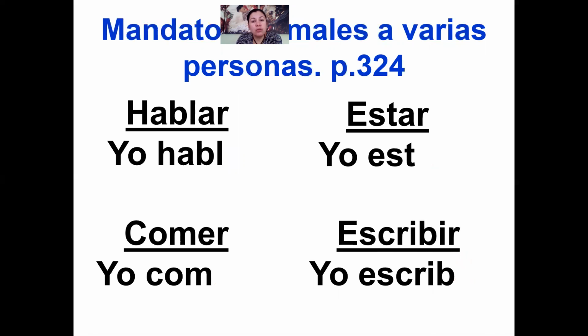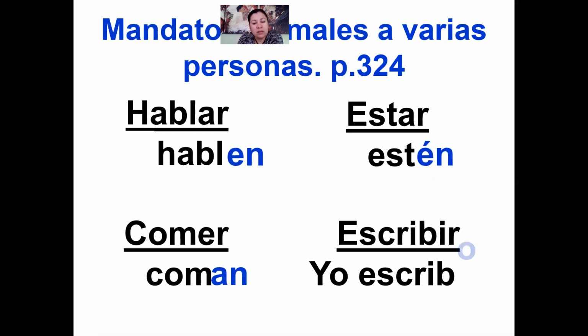Let's give the command to more than one person. We're going to the yo form again. Yo hablo, we remove the O and replace it with the same letter, but now we have an extra letter, N. So hablen, estén, coman. And you guessing the last one? Escriban. We do not need the pronoun there. We put it after for emphasis, as I said earlier.